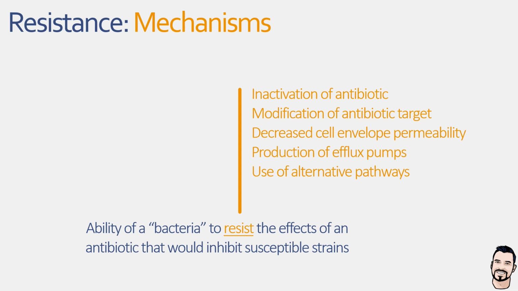Others will actively pump the drug out using efflux pumps so that it cannot accumulate within the cell. And finally, in some cases, bacteria will bypass the blocked pathway entirely, developing alternative metabolic routes that allow them to survive. Now, what we can see here are the 5 major strategies bacteria use to resist antibiotics. So let's look at some key examples.